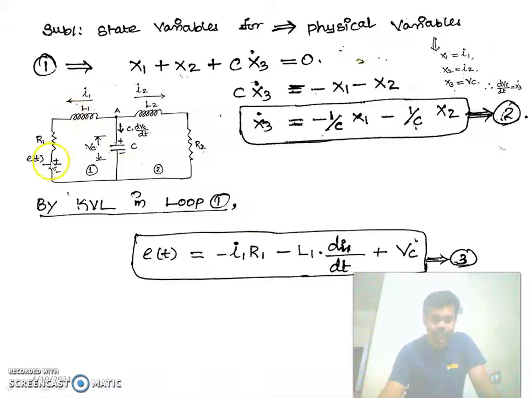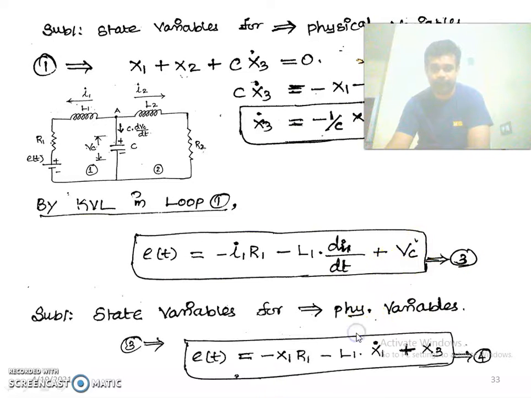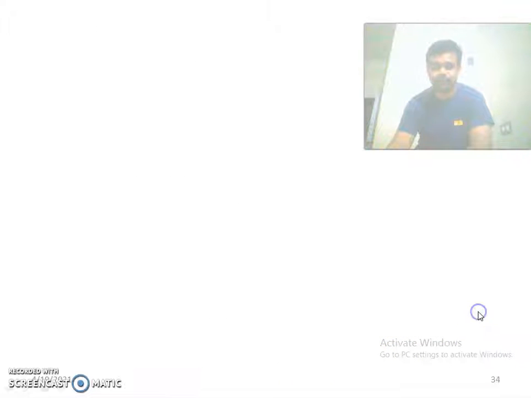This E of t, then this L into di by dt and I1 into R1 will be on one side and Vc will be on the other side. So placing E of t on one side and bringing all the others to the other side, we will get the following. Now we are substituting x1 instead of I1, x1 dot instead of di by dt, and in place of Vc we are substituting x3. So we get E of t is equal to minus x1 into R1 minus L into x1 dot plus x3.